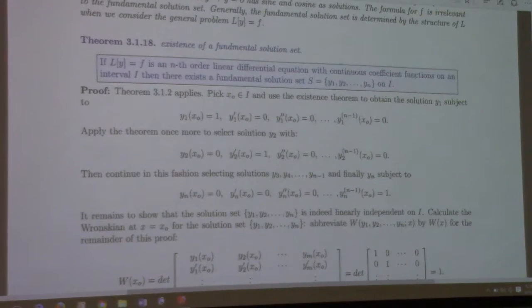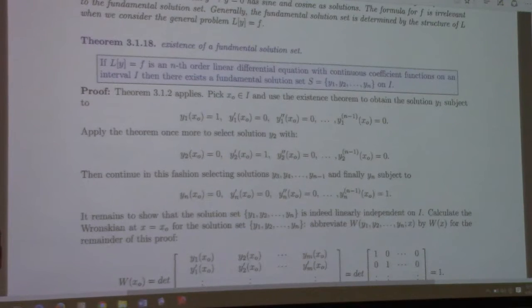It's not very convincing, but that's what the definition of fundamental solution set is. It's a set of linearly independent solutions, as many functions as the order of the equation. So for a second order problem, 2 functions. Third order problem, 3 functions. Fourth order problem, 4 functions. 4 linearly independent functions. But here's the theorem. If you have an nth order problem, there exists a fundamental solution set.